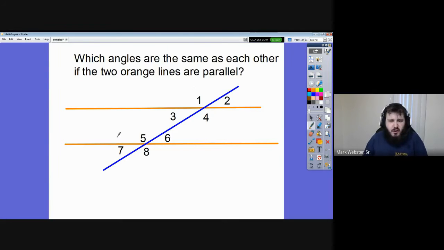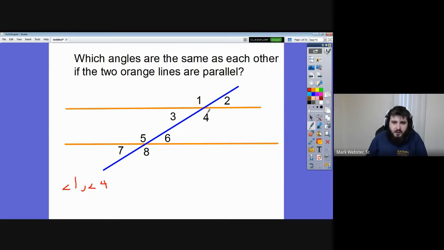Let's take a look at this one. Remember, we're looking at chapter 3 for this, the parallel lines with the transversal cut through. So if you look, first of all, we've got the vertical angles, right? So angle 1 is definitely the same as angle 4.